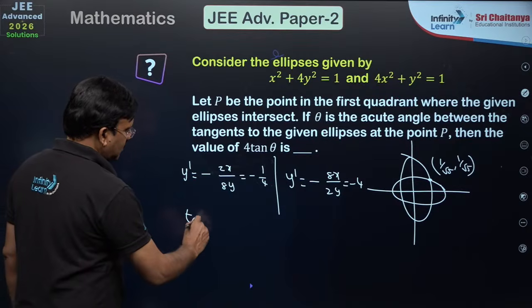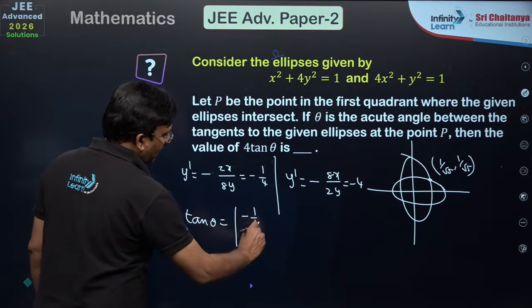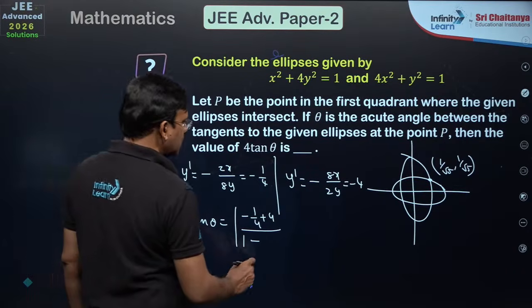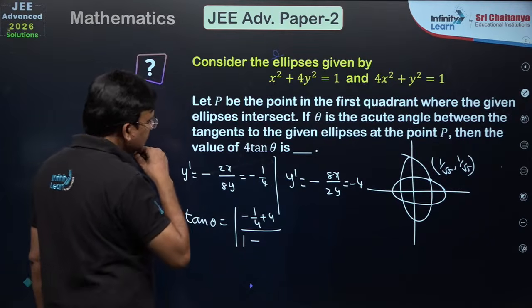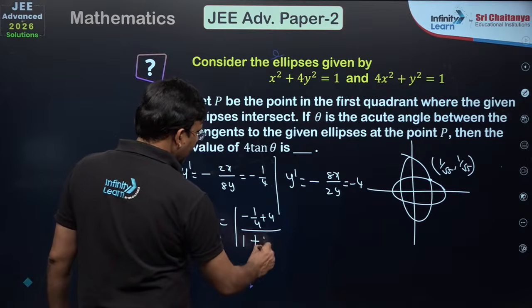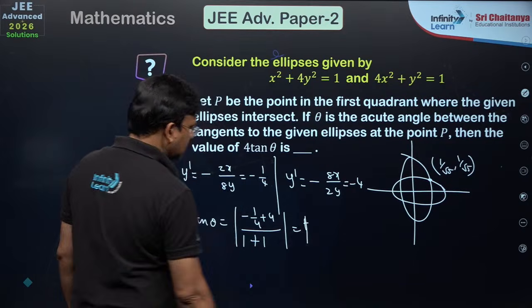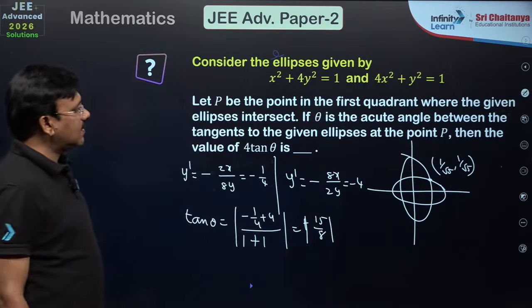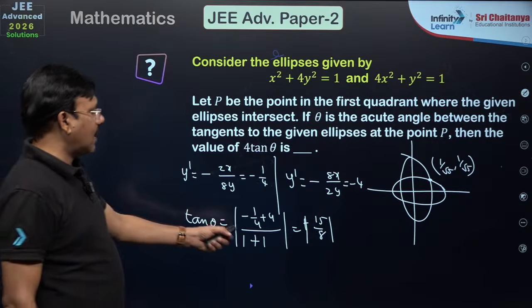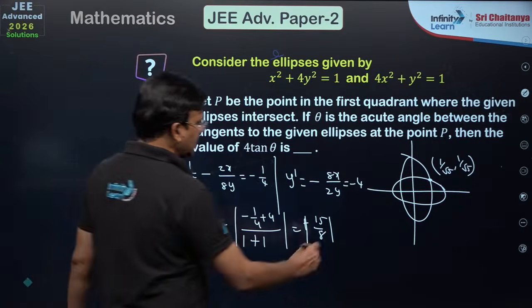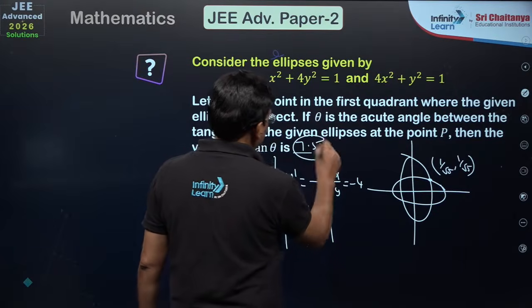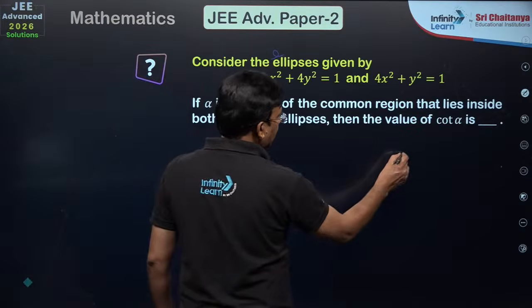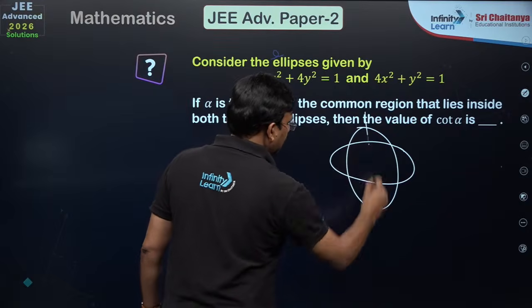So you can find tan theta is equal to modulus of m1 minus m2 by 1 plus m1 m2, which is going to be modulus of, this is 16 minus 1, 15 by 8, correct. Tan theta is known, he wants 4 tan theta, 4 into 15 by 2, 7.5 will be the answer for this, right. And an extension of this, here he is asking the area of this.